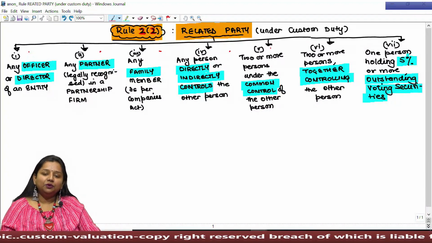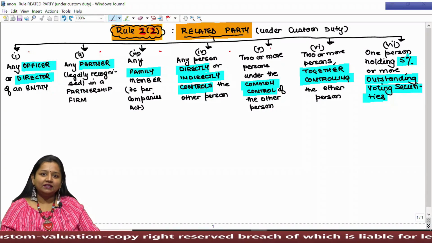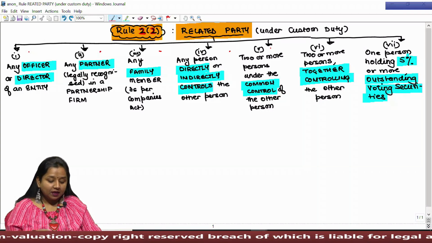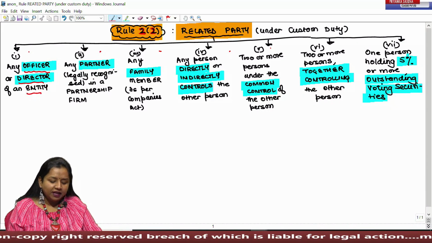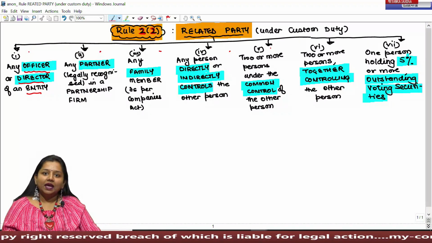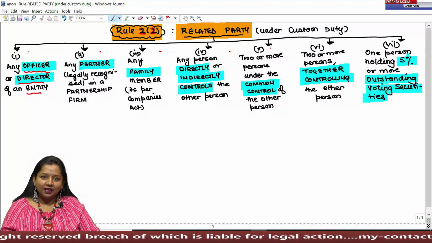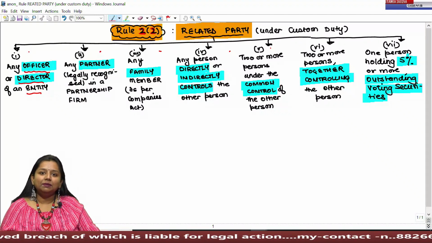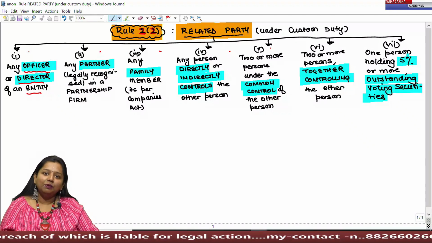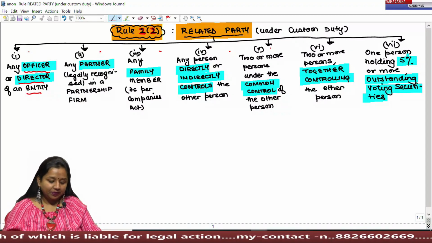Under rule 2 sub rule 2, 7 parties have been considered as related party. The first one is any officer or director of an entity. Any officer means the employee, and director again being the employee who actually controls and manages the company as a whole on behalf of its shareholders.